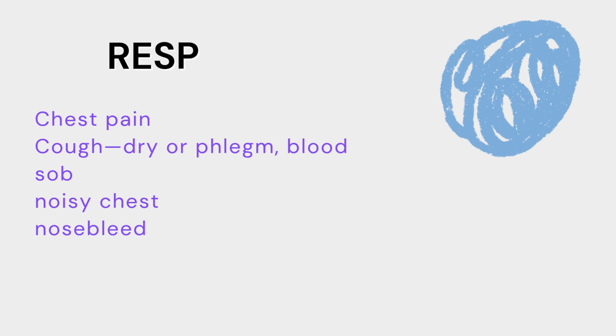Is it bright red? Is it dark? Are there any clots in it? Ask about breathlessness, any noisy chest. Noisy chest would mean wheezing. That could signify obstructive lung conditions such as asthma or maybe COPD or carcinoid syndrome. Ask about nosebleed. This question is often missed and it can point towards a vasculitis such as Wegener's, which is now known as granulomatosis with polyangiitis. So don't forget about nosebleeds if the main complaint is related to the respiratory system.